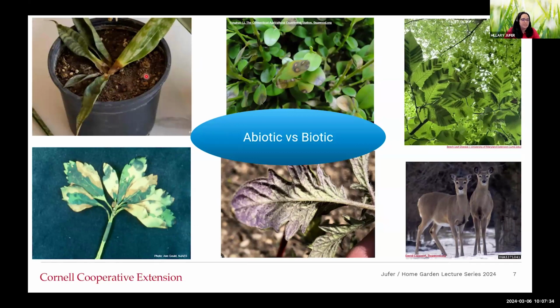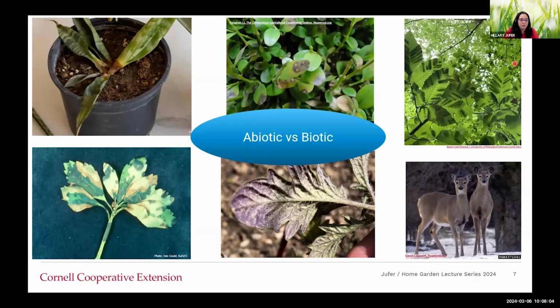So if we go back to that first abiotic versus biotic slide, let's figure it out. So this is a snake plant. And you see it's brown, it's mushy. I'm looking at it, I'm trying to decide what it is. And this one is actually overwatering. So that's going to be abiotic because it's not caused by something living. This one right here in the middle is a boxwood, and this is that boxwood blight that we saw in the last slide. So this one is biotic because it's a living fungus.